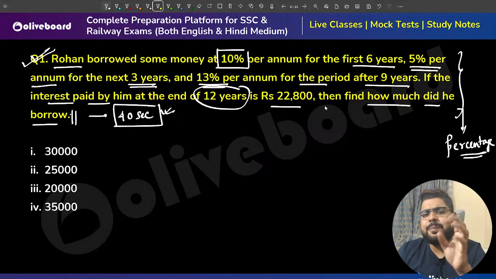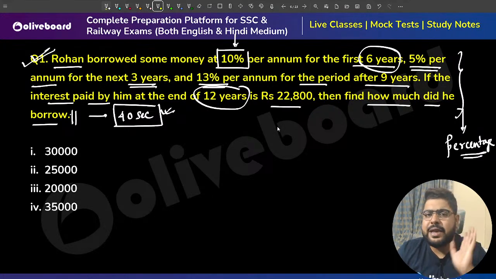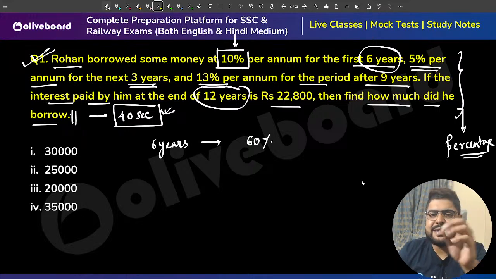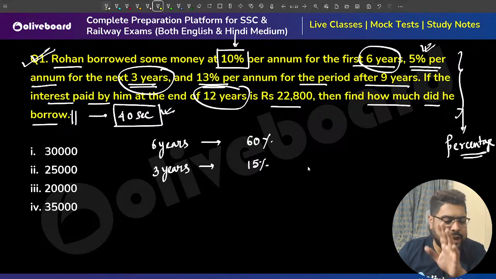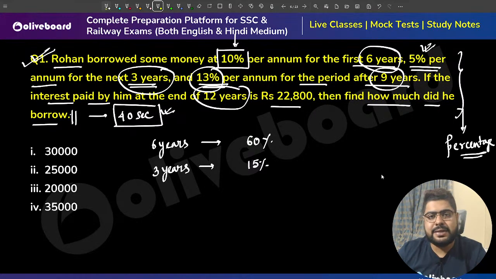Please take the percentage. For the first 6 years, interest is 10% every year. So for the first 6 years, total interest is 60%. Next 3 years, 5% per year, so 3 years total 15%. Now, 13% for any period beyond 9 years.